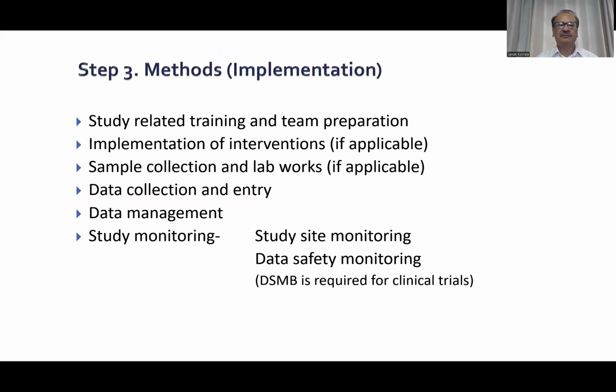So step 3 is implementation: study training, related training, and team preparation, implementation of interventions, sample data collection and entry, data management, and study site monitoring. If there are multiple sites, we may have to go and monitor those sites. And also there is something called DSMB that we'll talk about later during the clinical trials. The Data Safety Monitoring Board may be required to make sure that the data safety is ensured.